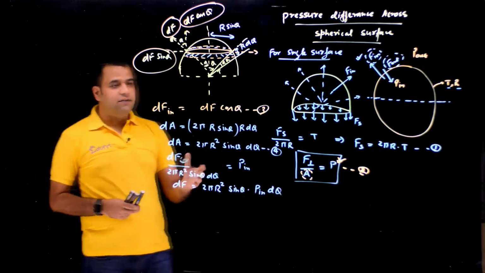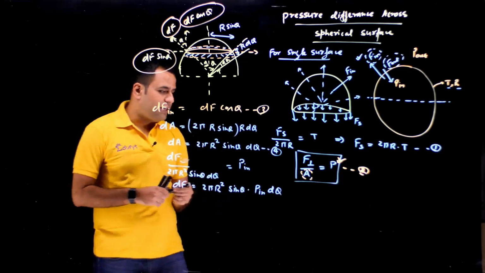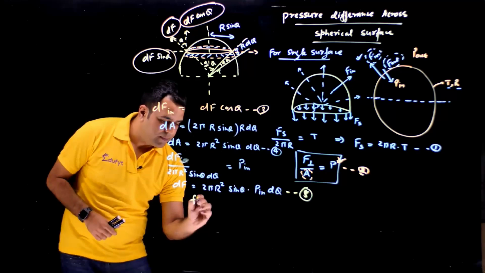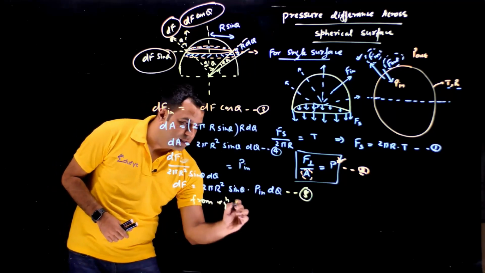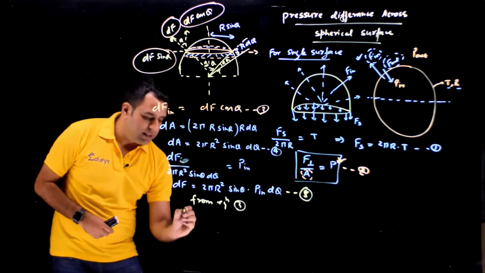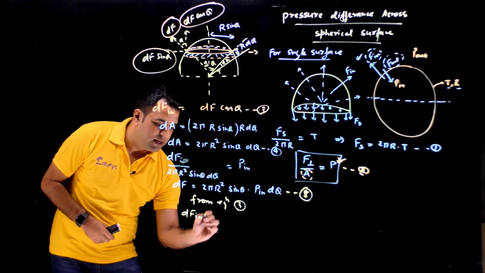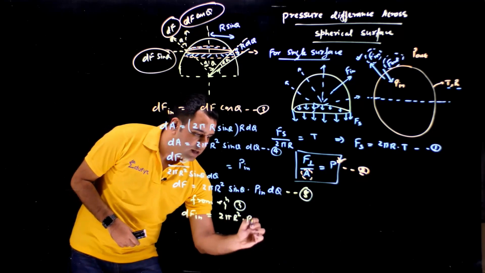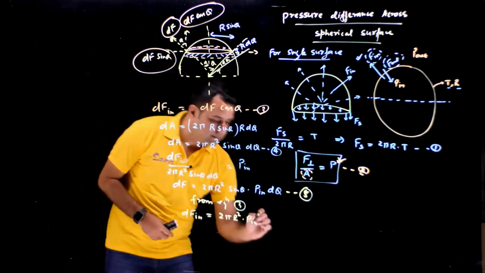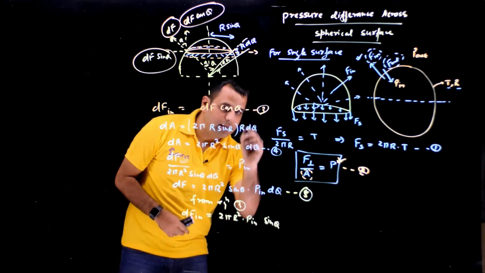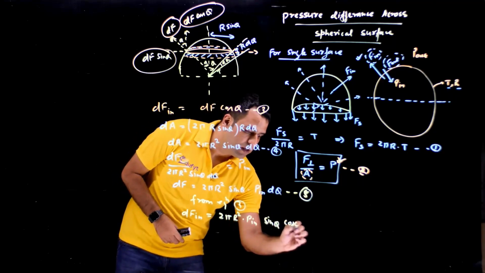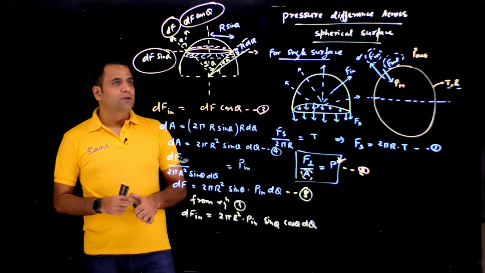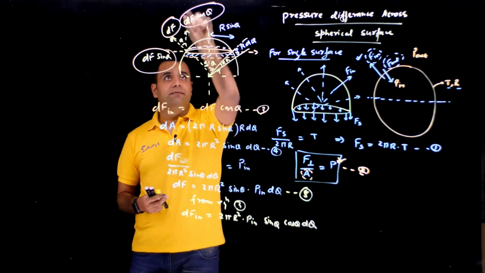Okay, we got the dF. Now we have to put this value in this equation, equation 3. This is my equation 5. So from equation 3, if you put the value, this dF in will become 2 pi r square into P in sine theta, and cos theta will come from there, cos theta d theta. Okay, so this is the dF in this term.